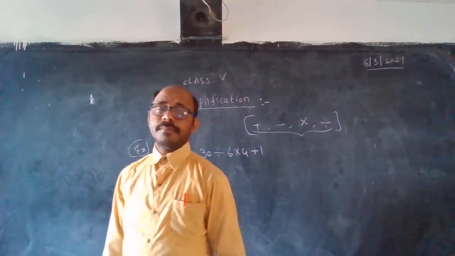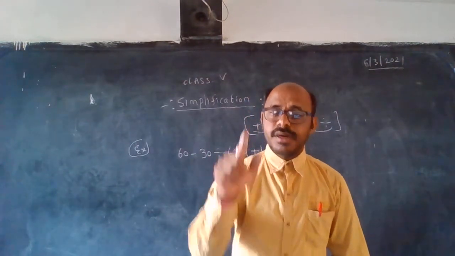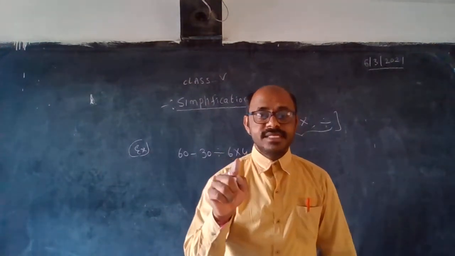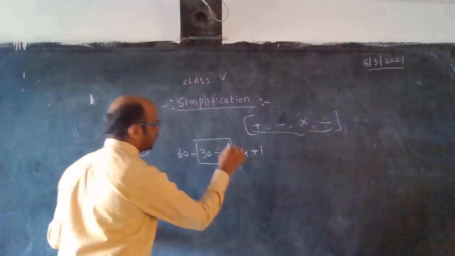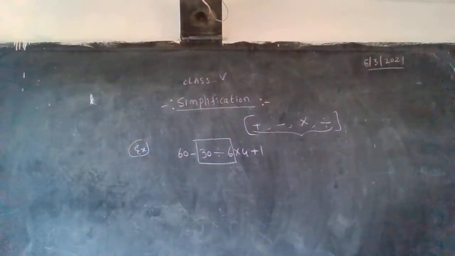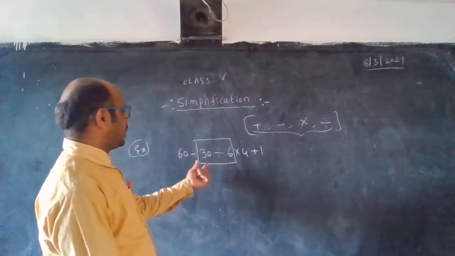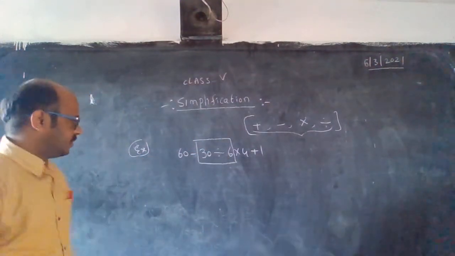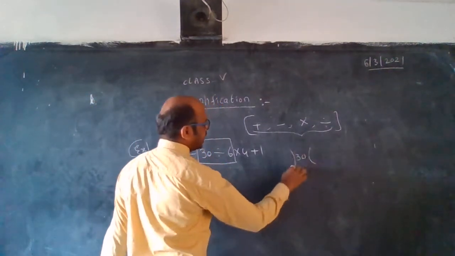See children, it is a small thing. First we have to do the solution. First we apply the division part. Which is the division part? This one we take as the division part. What is it? 30 is divided by 6. Then we can do this one first.